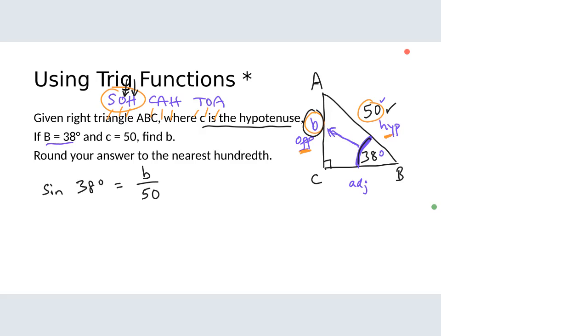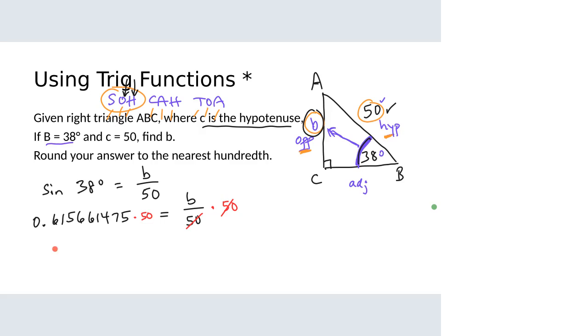And let's see, I get 0.6156, 61475. And that is equal to b over 50. Great news, though. My variable's in the numerator. Awesome. So all I need to do is one thing to get b by itself. I just need to multiply by 50 on both sides. On the right-hand side, those cancel. And then this number that's already sitting there on my calculator, I'll just leave it there. All I need to do is multiply it by 50.